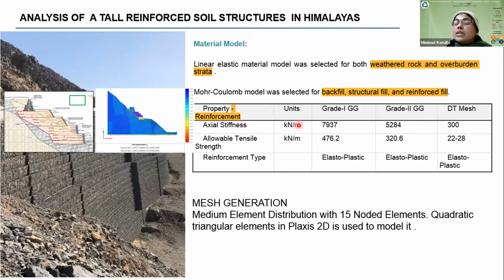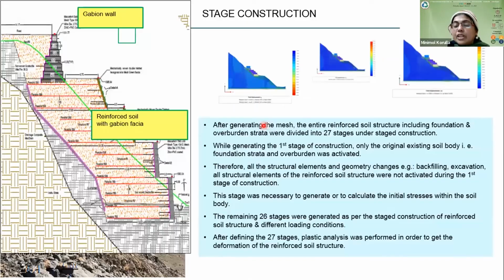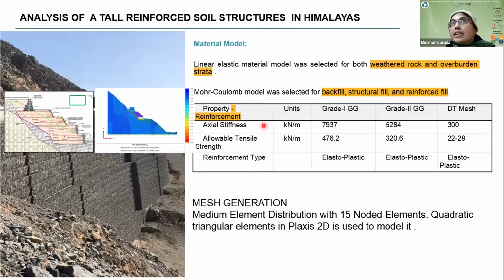So those need to be represented as accurately as possible. Now coming to the material model. The linear elastic material model was selected for both weathered rock and overburden strata. And for the backfill, structural fill and reinforced soil, the Mohr-Coulomb model was selected. And coming to the reinforcement, the stiffness of the reinforcement is definitely a factor, especially when we are going for tall reinforced soil structures.